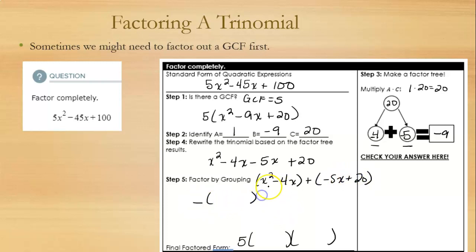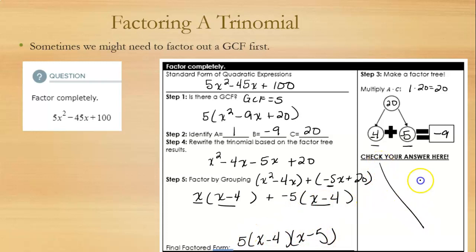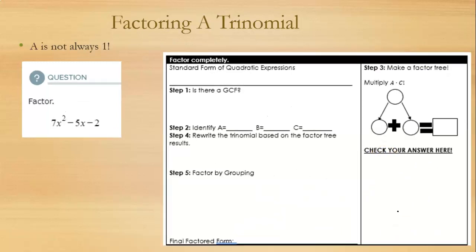We look for a GCF of the first group. X squared and negative 4x are divisible by x. That leaves me with x minus 4. Negative 5x and 20, because of that negative 5, I'm going to take out a negative 5. A negative 5x divided by a negative 5 is a positive 1x, and a 20 divided by a negative 5 is a negative 4. These now match as they should, so that leaves me with x minus 4 times x minus 5. So my final factored form is 5 times x minus 4 times x minus 5. So there are 3 factors there, and we're not going to worry about checking.